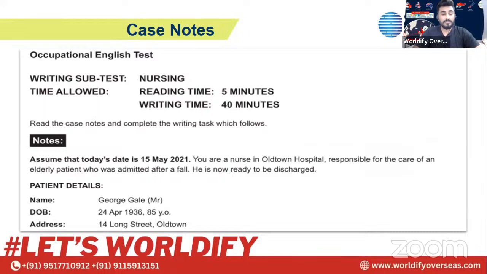Okay, we are also given some patient details here. The name of the patient is George Gale. There's a date of birth also, 24 April 1936. The patient is 85 years old at the time the letter is being written. Address, he lives at 14 Long Street, Old Town. So that's his address, that's the patient detail.